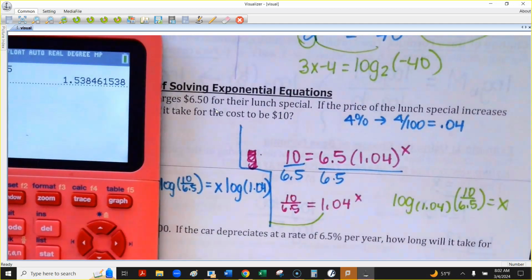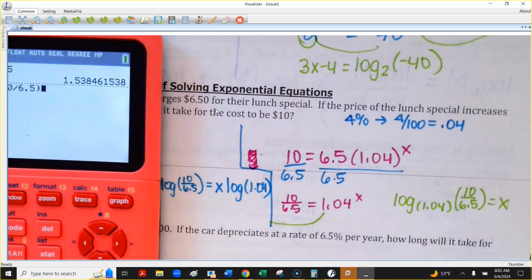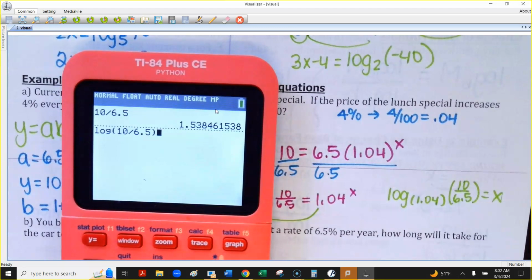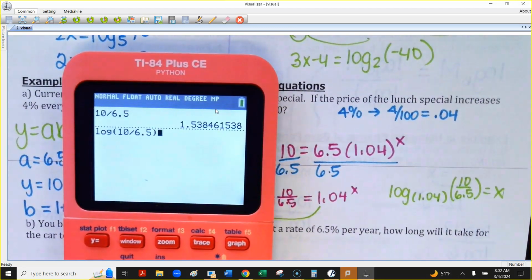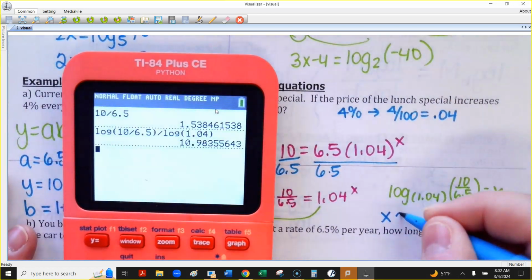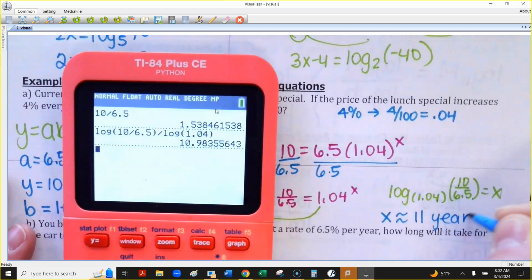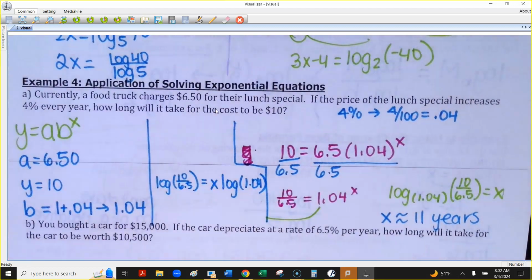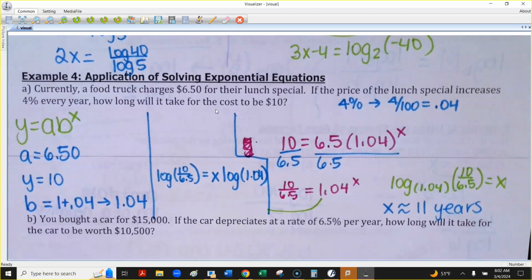So I'm going to take 10 divided by 6.5, this will not be a nice number. If you are using a scientific calculator, you can't use the fraction key for that because it won't like it if it's a decimal. Just use the division key. Then I'm going to divide that by the log of 1.04. Now, this is time. About how many years would this be? Yeah, I'd say this is going to be about 11 years. It doesn't specifically say what to round to in the question, so round however you want if it doesn't tell you. Does anybody have a question?